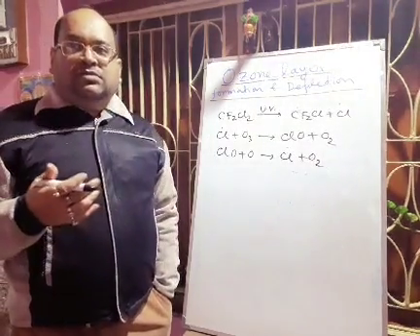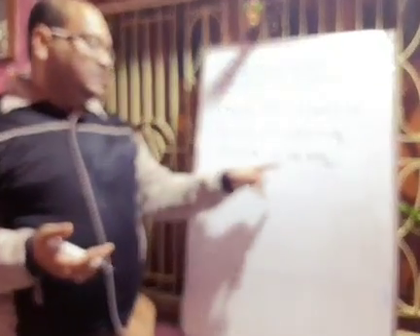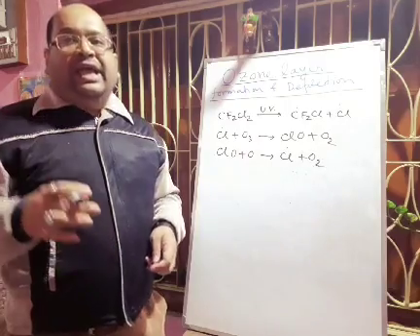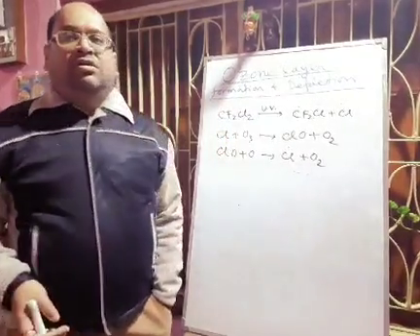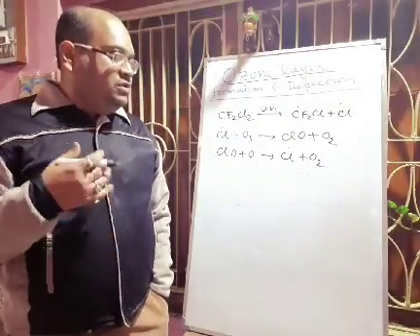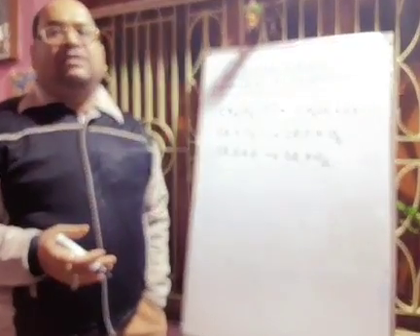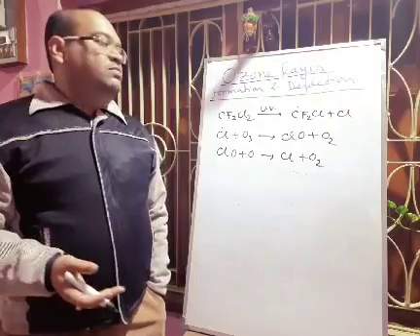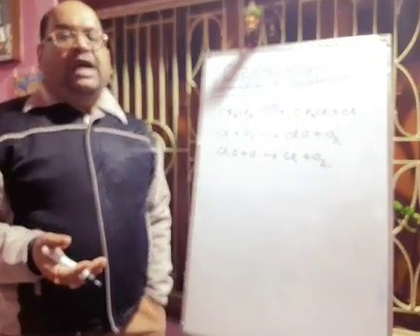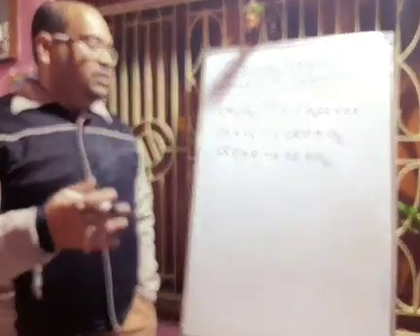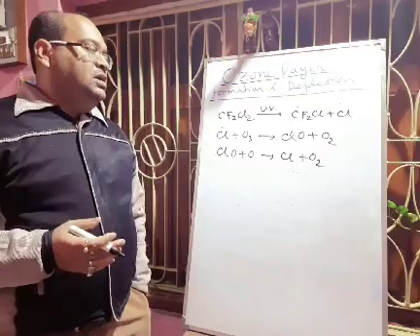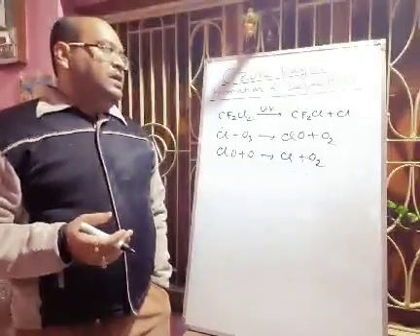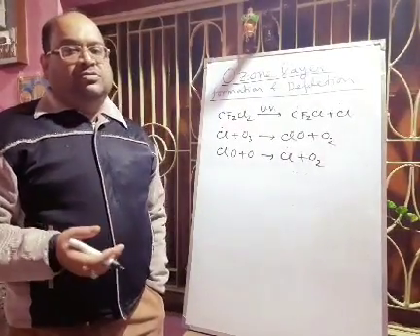Now, definitely this Cl•, that means free radical, will again react with ozone. In this way, by repeated reaction, a huge amount of the ozone layer will be destroyed, and the process will continue. There may be only a thin layer of ozone in the stratosphere, or there may be an ozone hole.